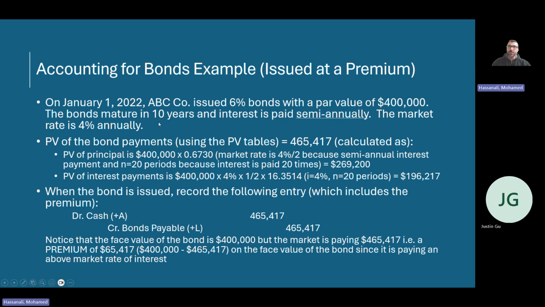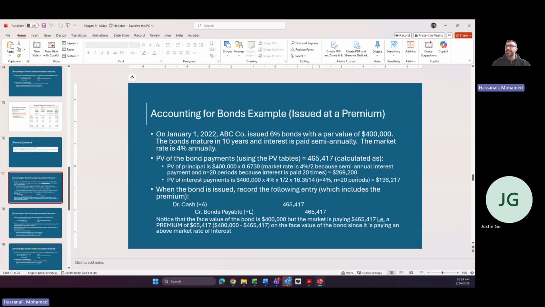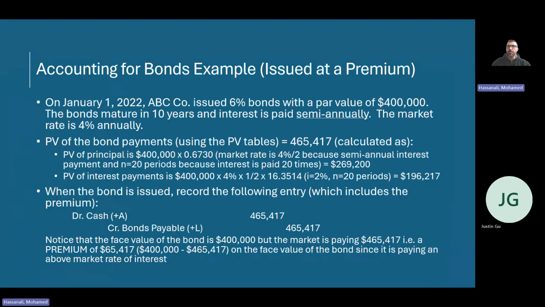Our periods are, we've got 10 years, but we're paying twice a year, so we double that and make it 20. So again, our two inputs, our I should have been 2%, not 4%, and our N should be 20 periods. So I'm going to fix that so nobody is confused. So I should be 2%, our N should be 20 periods. Okay, there we go. So now if we went back to our present value table, we're going to see what these present value factors are.